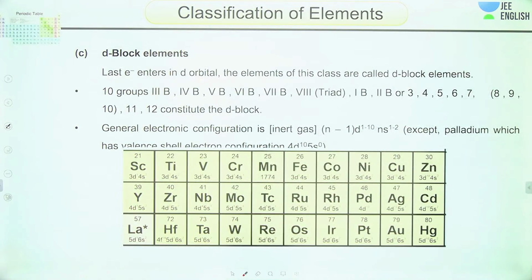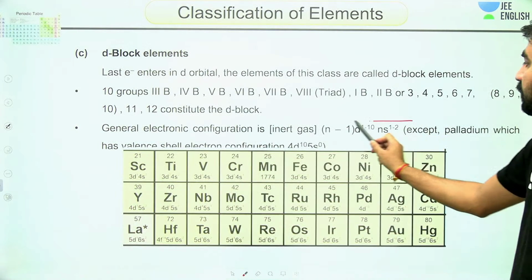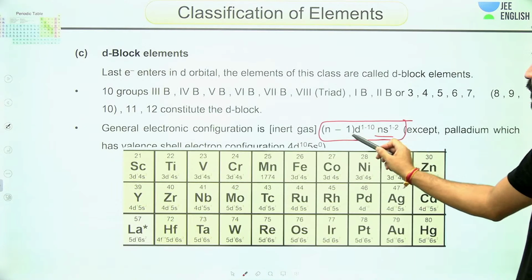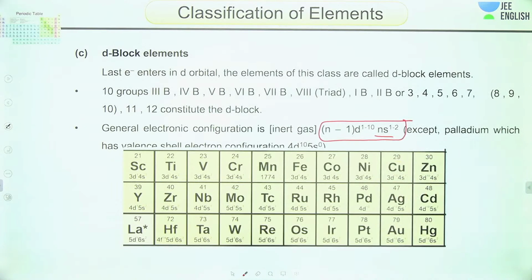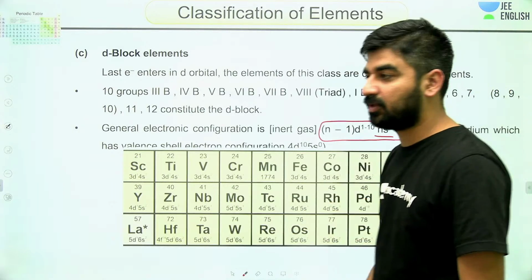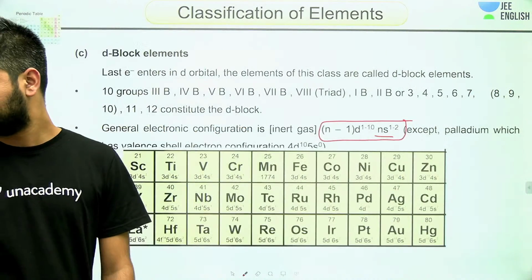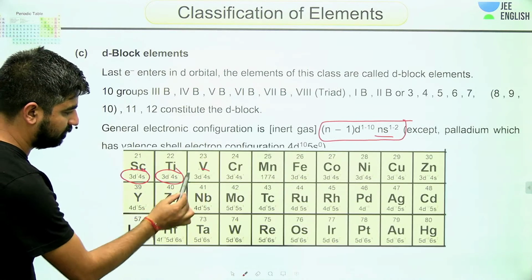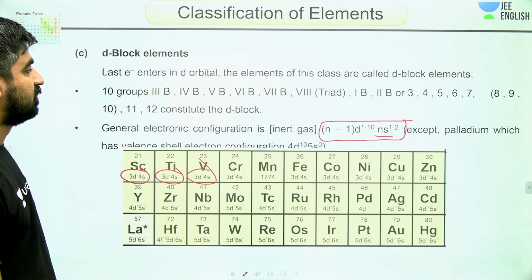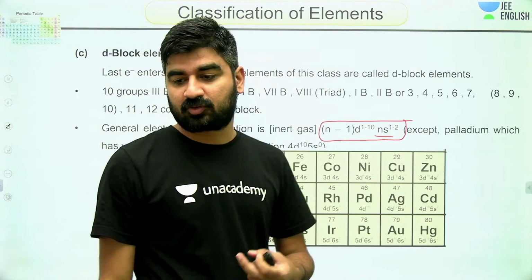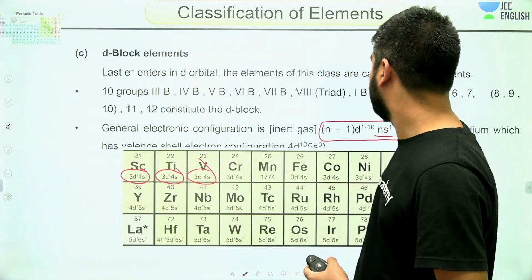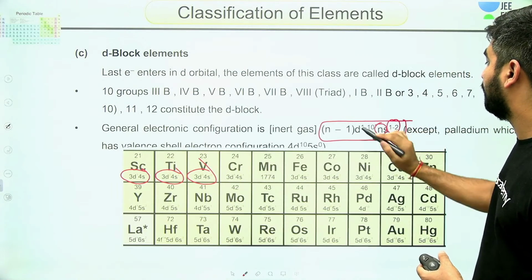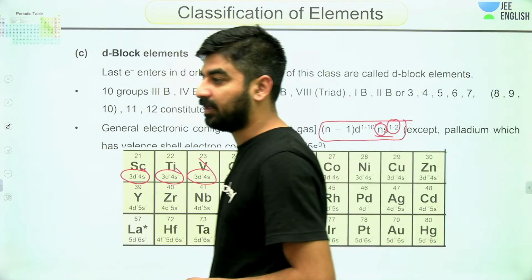Then we have D block. The general configuration for D block is ns1 to 2, and then we have (n minus 1)d1 to 10. So these are the configurations for D block. Right guys? You can see them here. So in D block, last electron will enter into the D subshell, and these electrons will be called valence because the n is maximum for it, right?